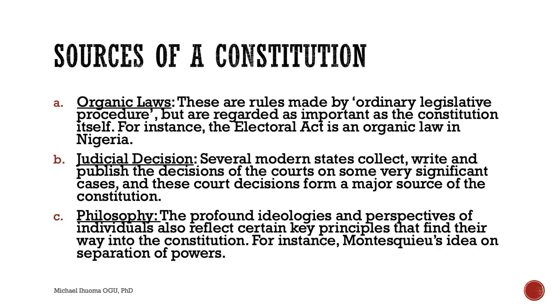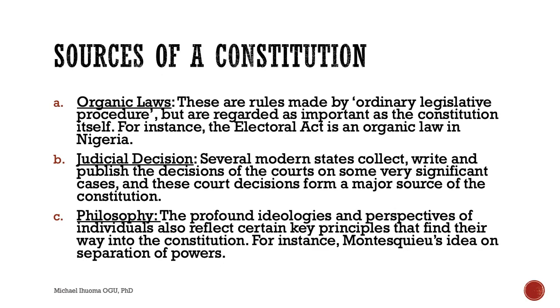There are several sources of a constitution. The first source that we have here is the organic laws, which are said to be rules that are made by ordinary legislative proceedings or procedure. Aside from the constitution, there are also laws that the legislature makes to meet certain needs or situations. Those laws are not part of the constitution. They don't constitute the constitution as a document. But these laws are a source of the laws that govern the state.